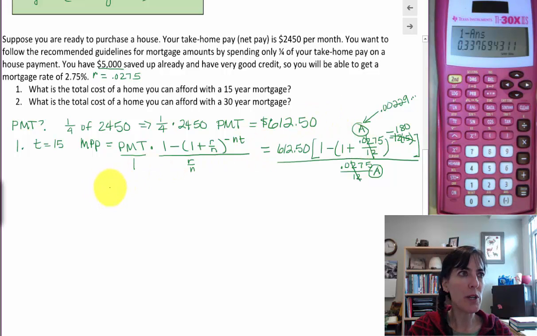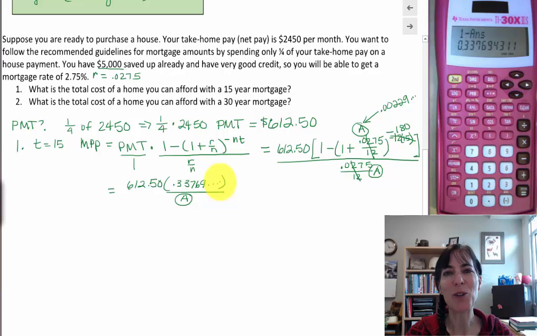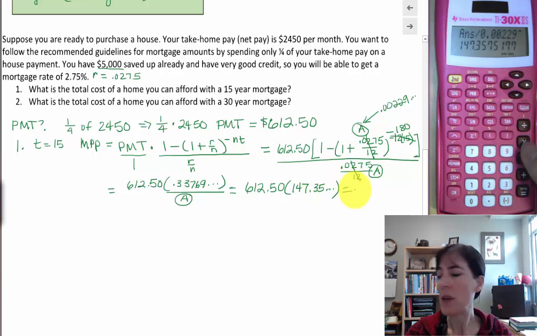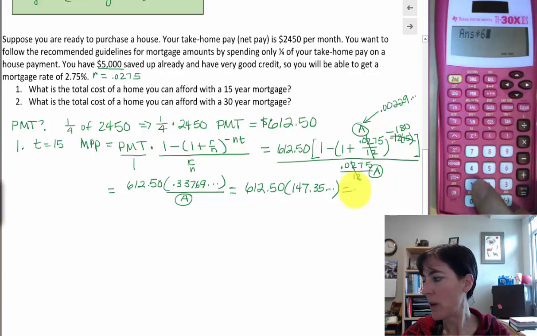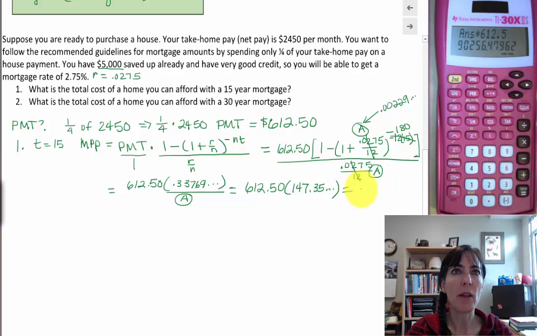I'll just write this one more time. I don't want to confuse you too much, so I think I'll do it the way that I was showing before, which is with the 0.33769, etc., divided by A. So we'll divide by the A, and I get 612.50 times 147.35, and it goes on. So times 612.5, I get a value of $90,256.48.